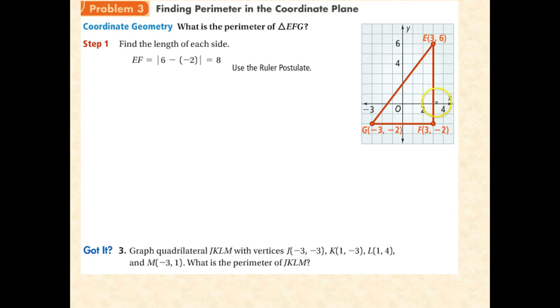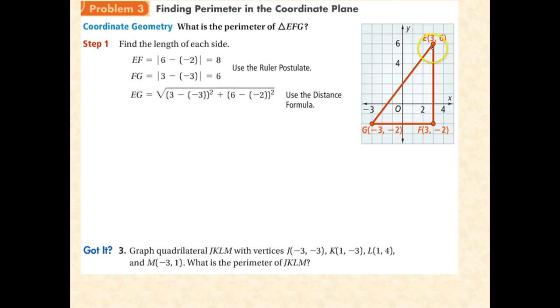So for E and F, we can use the ruler postulate because it's straight up and down on the y-axis. So all we have to do is subtract the y values. 6 minus negative 2 is 8. Absolute value of 8 is 8. We can do something similar with FG. We can just subtract the x values. So the absolute value of 3 minus negative 3 is 6.